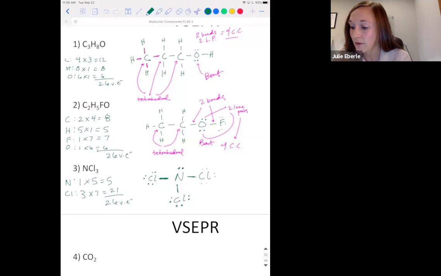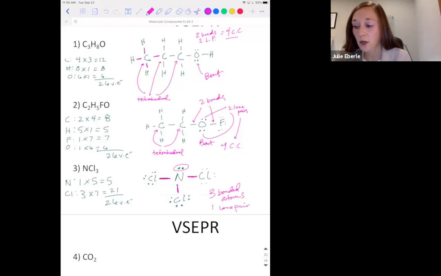And then this nitrogen should have a lone pair. And if you count up all the electrons here, you should get 26. Okay, how do we name the geometry on this nitrogen? So we drew the Lewis structure. Now let's count charge clouds. So we've got 3 bonds, 3 bonded atoms, here, here, and here. So that is 3 bonded atoms, plus we've got a lone pair.